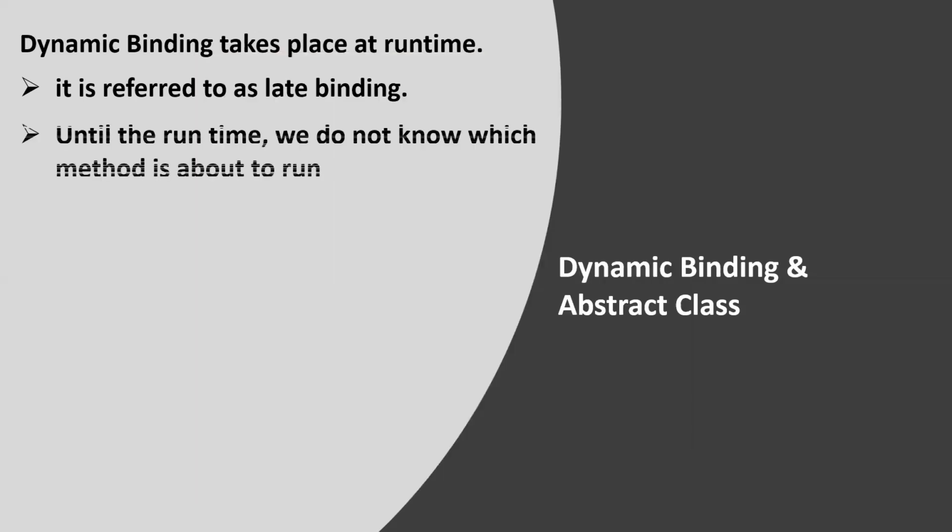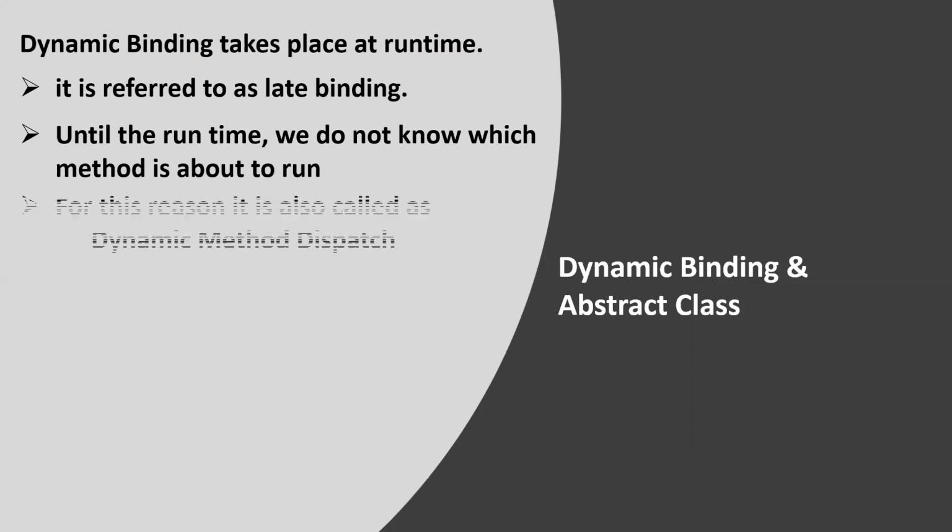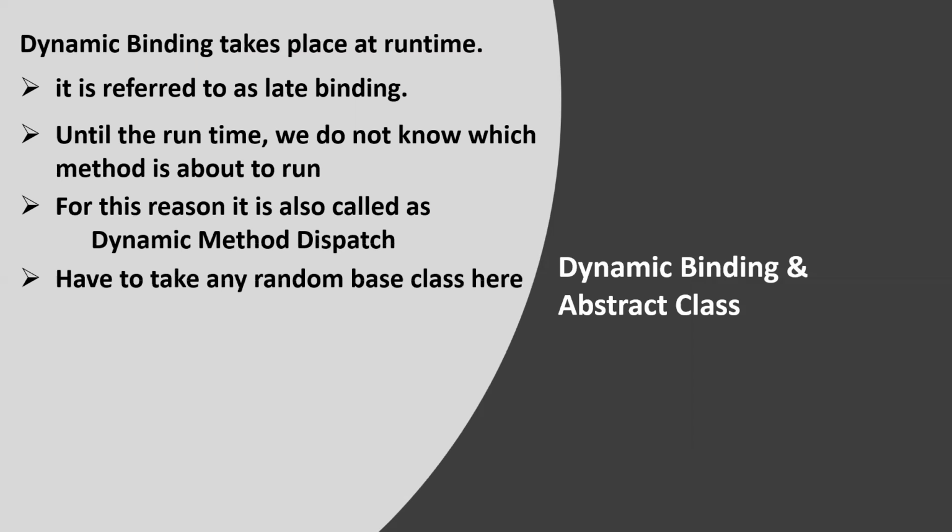So that's why it is also called, until the runtime, you do not know which method is about to run, which area is about to run. That's why it is called dynamic method dispatch as well. So you can name it dynamic binding, late binding, dynamic method dispatch, all of these point to the same thing. So that's what we call it.